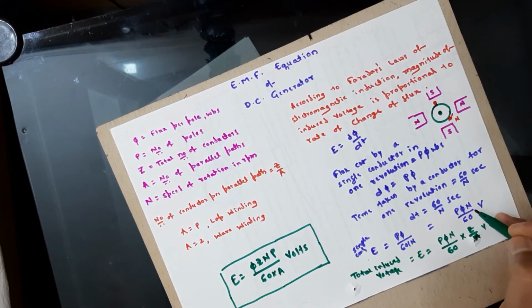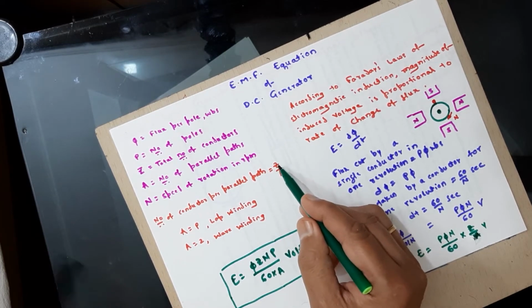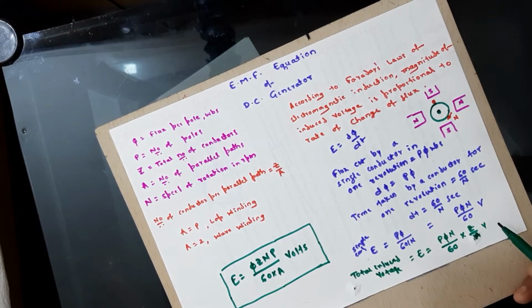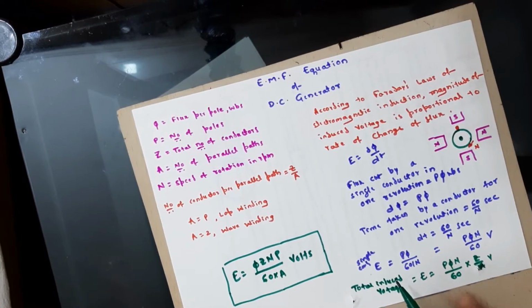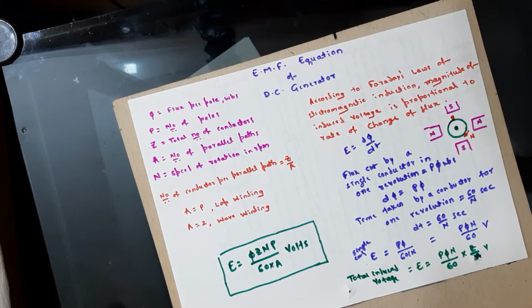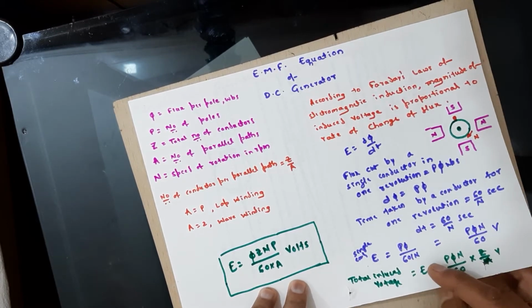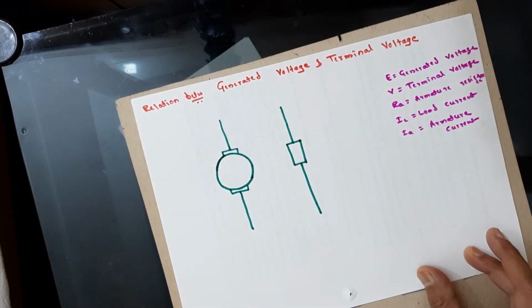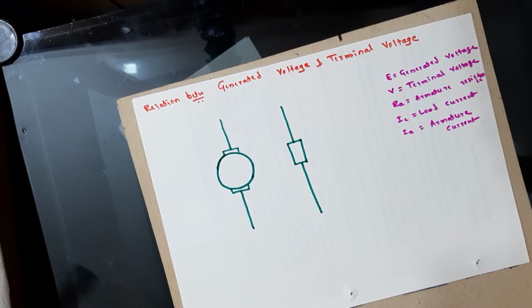This is the voltage induced in a single conductor. However, the total number of conductors in each parallel path is Z by A. Therefore, the induced voltage is phi Z n P by 60 into A volts. This is how we have to derive the EMF equation. Now, we'll establish a relation between generated voltage and terminal voltage.